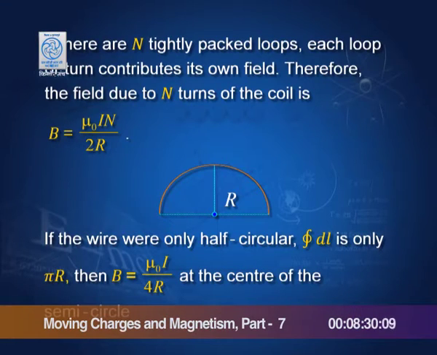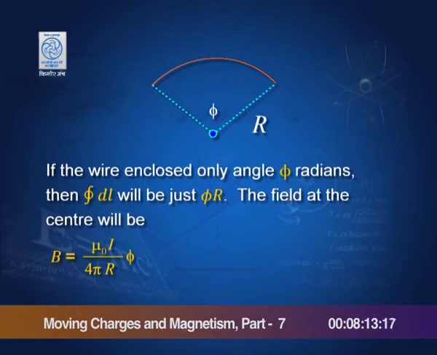If the wire encloses an angle phi, remember phi in this case must be taken in radians. For example, 60 degrees is pi by 3 radians, 90 degrees is pi by 2 radians. So, we must express phi in terms of radians, and then this simply is phi times r. So, the magnetic field at the center is mu 0 I by 4 pi r into phi, because phi r is the integral of dl. Let us apply this to this problem.